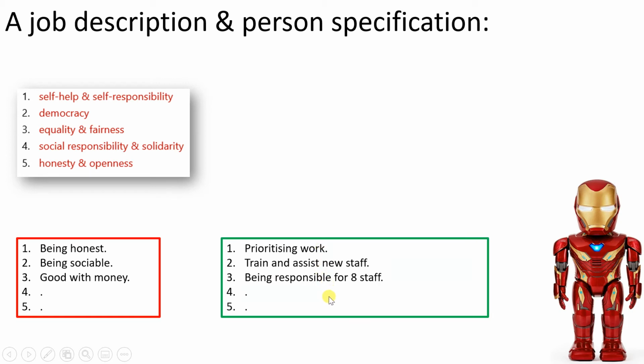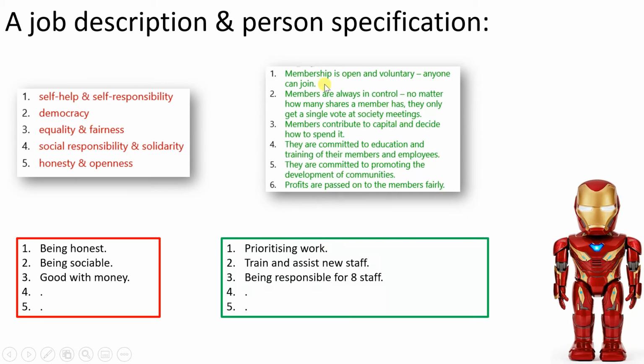So here's the green post-it note. If we look at some of the items on the green post-it note compared to the green values that we wrote down, we've got prioritising work. If we look at number 2, members are always in control. We've got training and assisting new staff. We look at number 4, they're committed to education and training of members and employees. Being responsible, then we've got that in terms of number 4, we've got that in terms of number 2. So all these things that we picked out as potential priorities in the job actually are priorities in the values of being a cooperative.